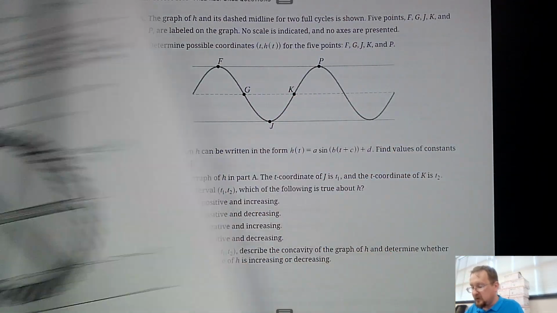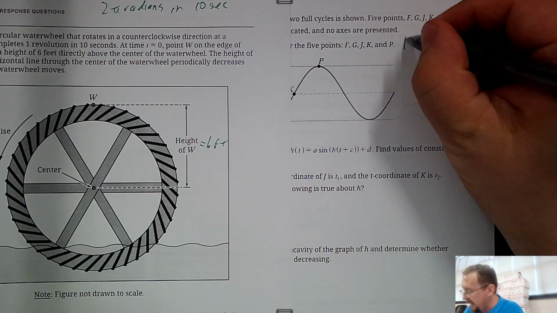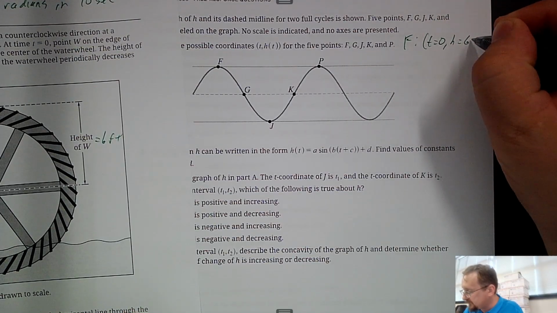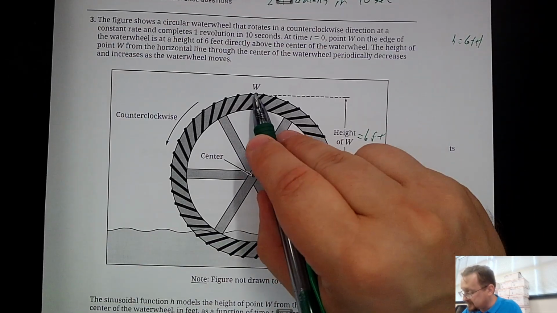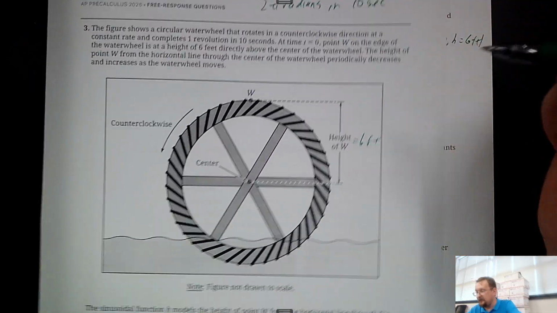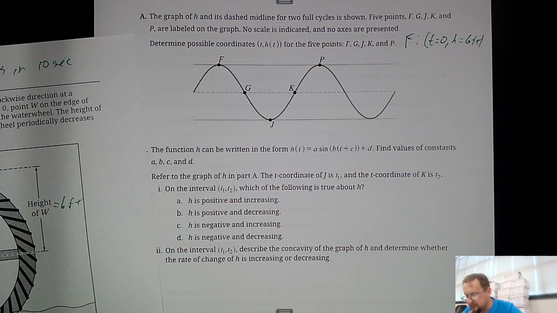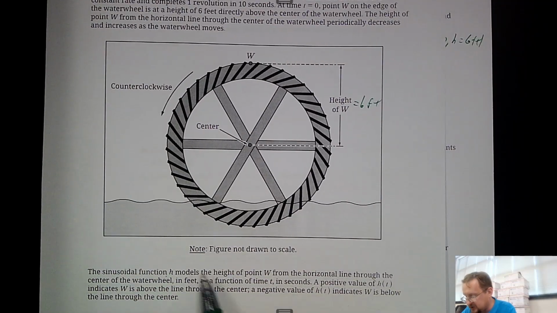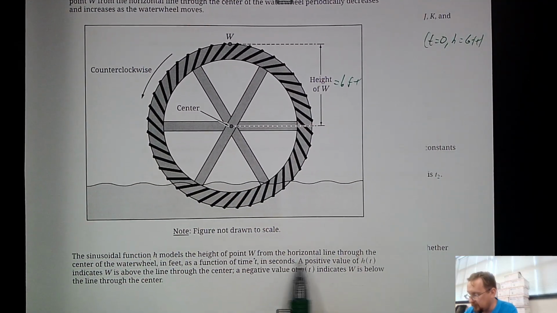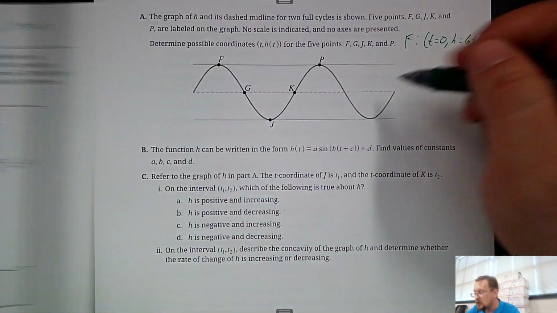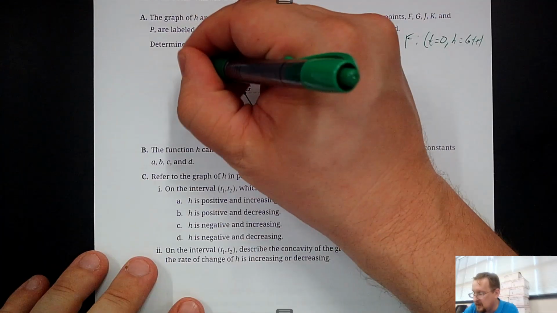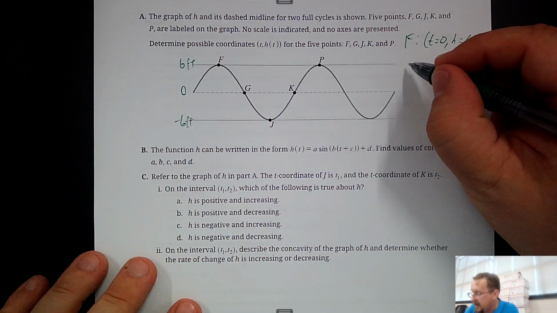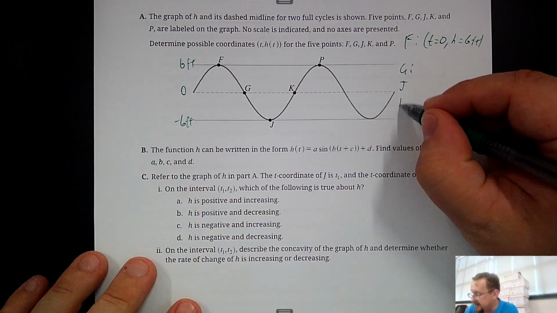Okay, so here's what I'm going to say. For F, I think that is going to be time equals 0, height equals 6 feet. Okay, why? Because that's where you start. You start at a height of 6 feet. Yeah, h is the height of point W from the horizontal line through the center. So this midline is actually 0. So this is 6 feet, 0 feet, and this is going to be negative 6 feet from the center of the wheel. Okay, F, G, J, K, and P.